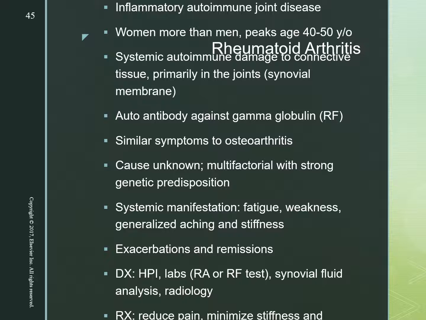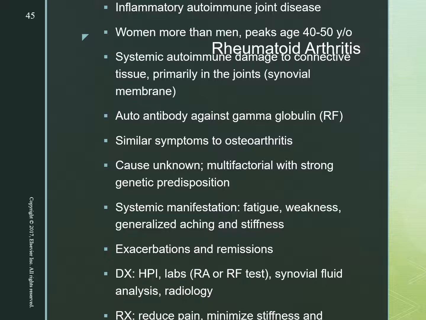Similar symptoms to osteoarthritis. Causes unknown, multifactorial with strong genetic predisposition. They'll have systemic manifestations of fatigue, weakness, generalized aching, and stiffness. They tend to be worse when they get up in the morning and tend to improve as the day goes. They'll have exacerbations and remissions.